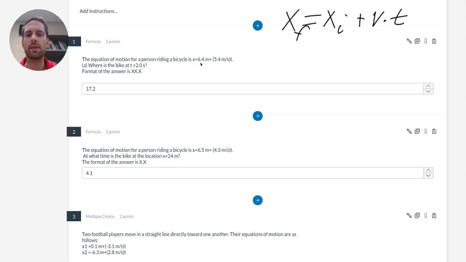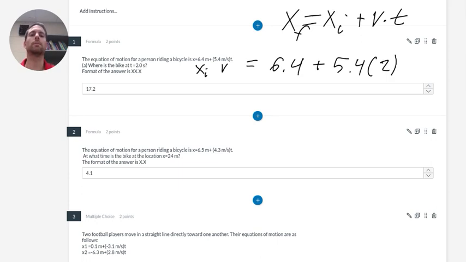We know this is our initial velocity, vi. We know this is our velocity, or not initial velocity, initial position. And that is our time. We just plug in that value. We're going to get 6.4 plus 5.4 times 2, plug in that value, 10.8 plus 6.4, we're going to get 17.2.